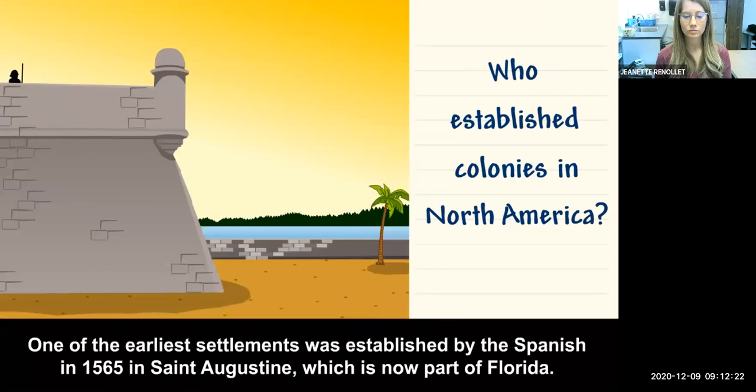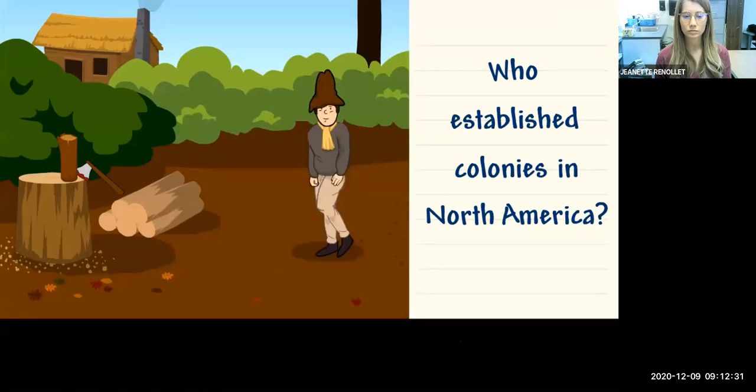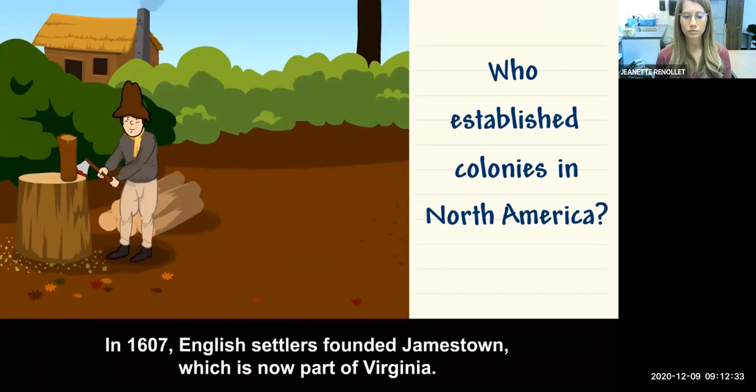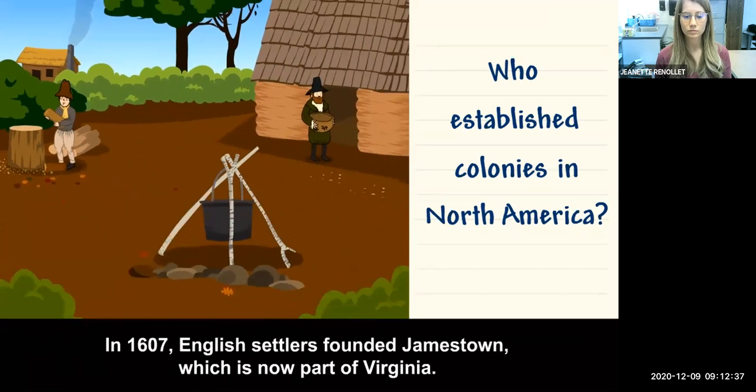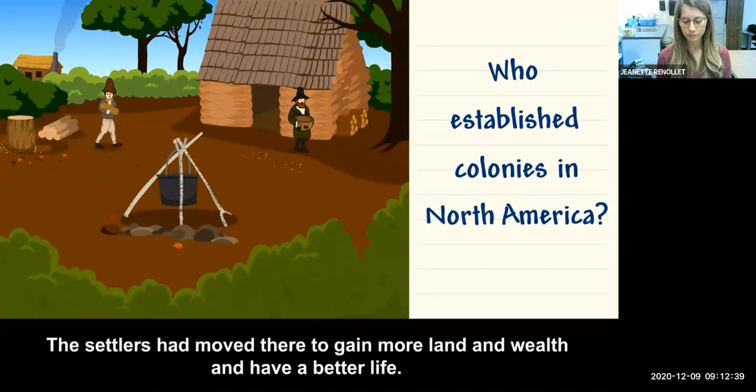One of the earliest settlements was established by the Spanish in 1565 in St. Augustine, which is now part of Florida. In 1607, English settlers founded Jamestown, which is now part of Virginia. The settlers had moved there to gain more land and wealth and have a better life.